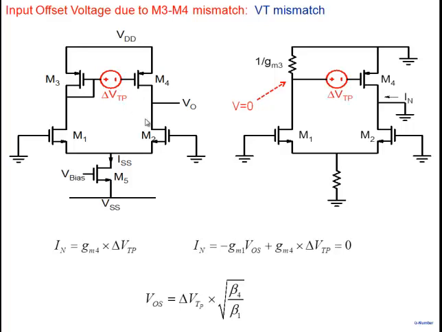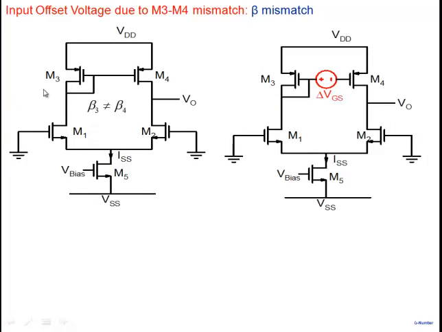That's how we obtain the contribution here. Like that, we have already obtained a VOS due to mismatch between M1 and M2, and a threshold VOS due to the threshold voltage mismatch between M3 and M4. Next, we are left with beta 3 being different from beta 4. I'm saying the effect can again be simulated by attaching a source called delta VGS.